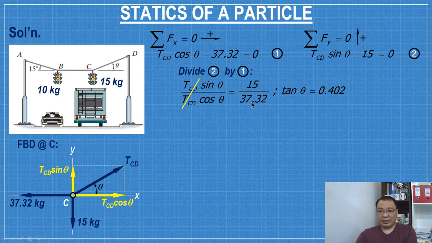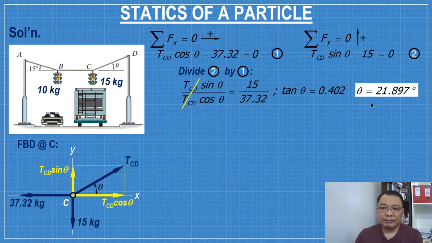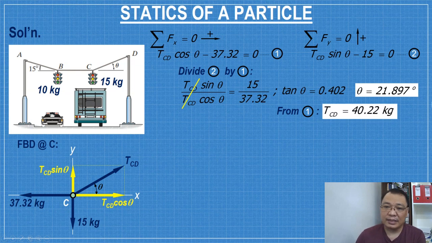15 divided by 37.32 is 0.402. And the arctangent of 0.402 is 21.897. And from equation 1 or 2, depending on you, you substitute theta, and you can solve for TCD. Same result, 1 or 2, same result.